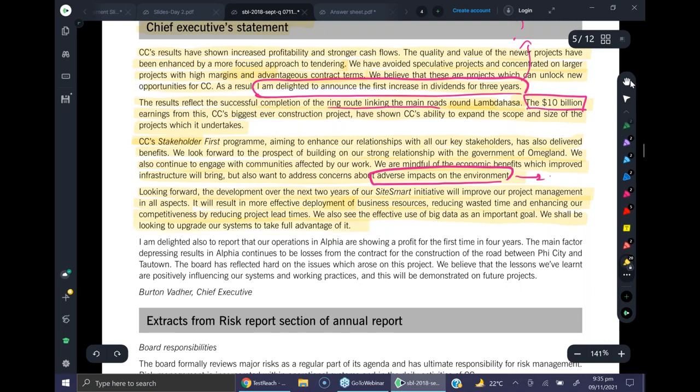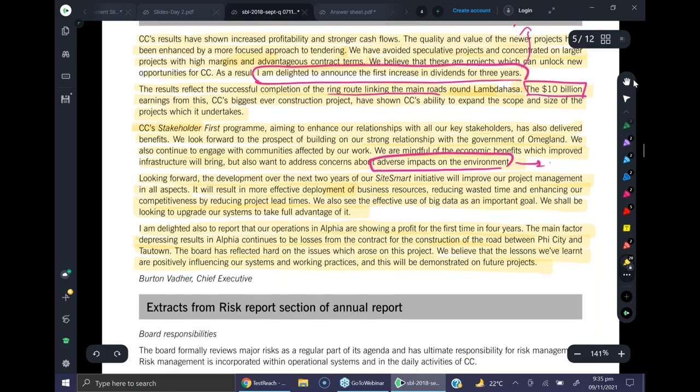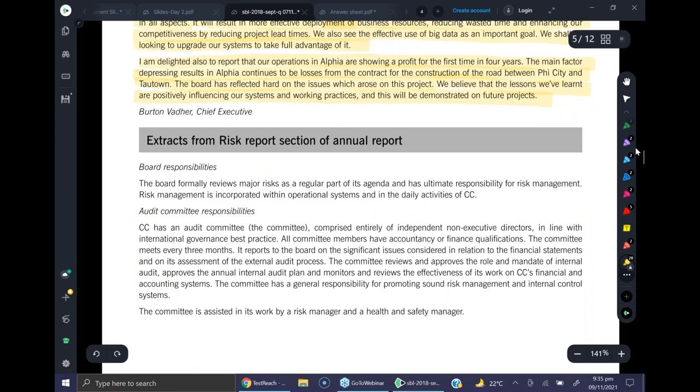Okay. I'm delighted to also report that our operations in Elfia are showing a profit for the first time in 4 years. The main factor depressing results in Elfia continues to be losses from the contract from the construction of the road between Fee City and Tow Town. The board has reflected hard on the issue which arose on this project. We believe that the lessons we have learned are positively influencing our systems and working practices, as will be demonstrated on future projects. All right. So that was the chairman's statement from the annual report.